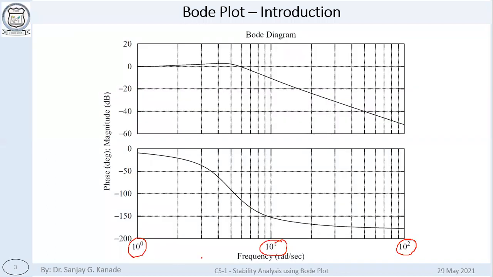For example, here is a hypothetical example of a Bode plot. You see, this is the x-axis, standard horizontal axis. On this, you can see we are starting at 10 raised to 0. Remember, we are not starting at 0 frequency. We are starting at 10 raised to 0. Okay. What is the value of 10 raised to 0? 10 raised to 0 means 1.